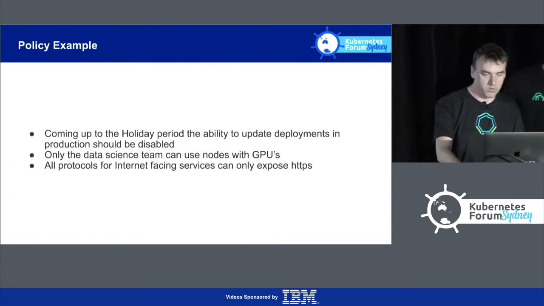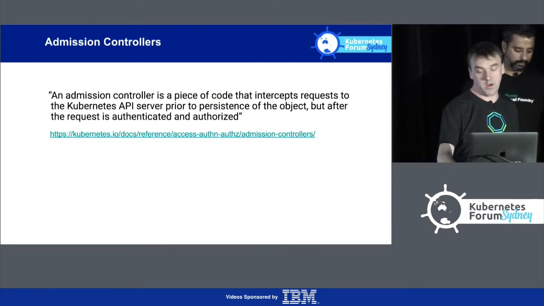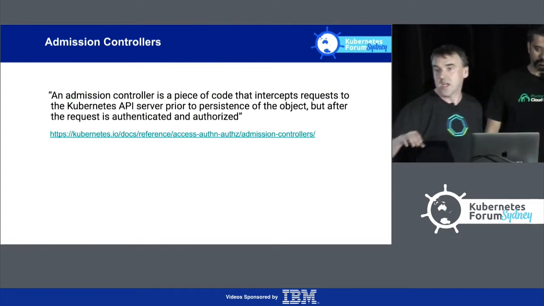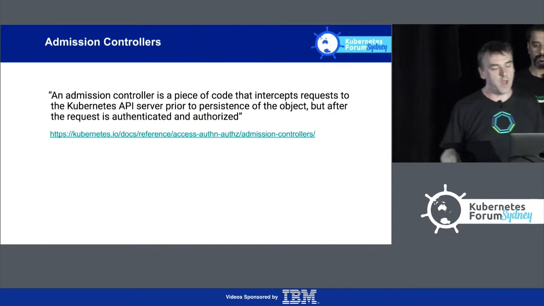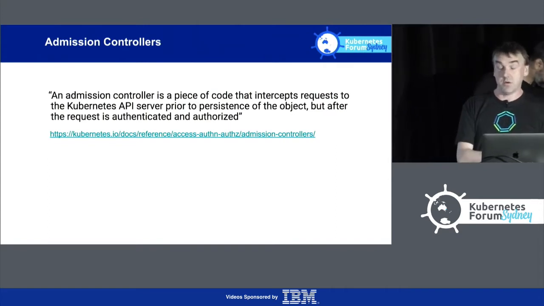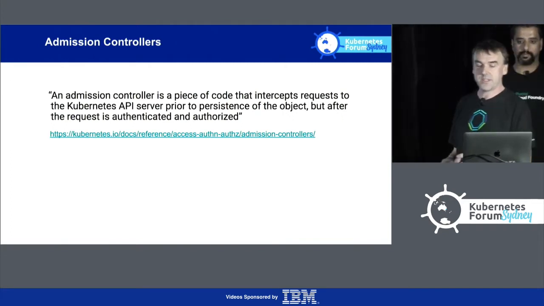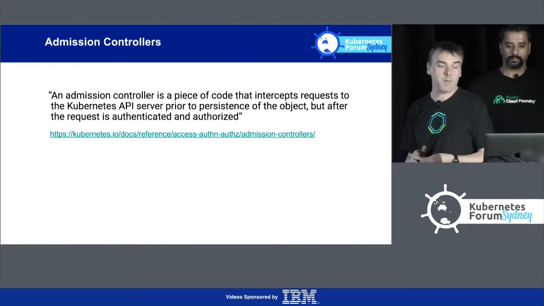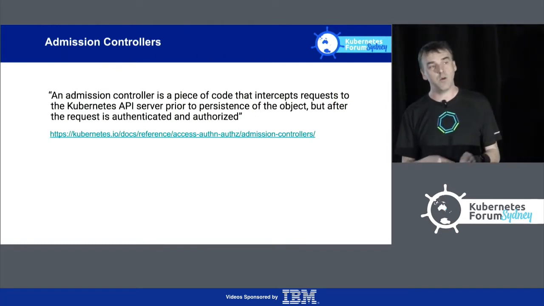OK, so I'm going to go through a quick overview of what it is. We'll quickly go through the architecture. We'll start at V1. Or actually, we'll talk about admission controllers first. I mentioned admission controllers earlier. Just to give you a quick overview, from the Kubernetes documentation, which I'll read out: an admission controller is a piece of code that intercepts requests to the Kubernetes API server prior to persistence of the object, but after the request is authenticated and authorized.